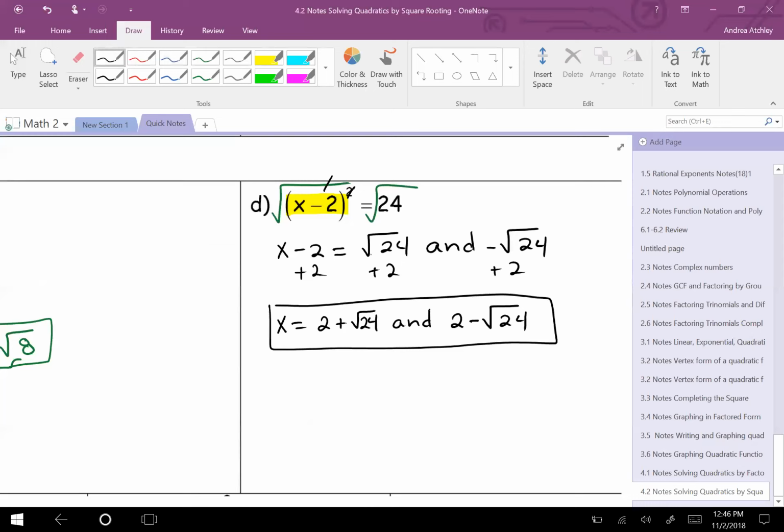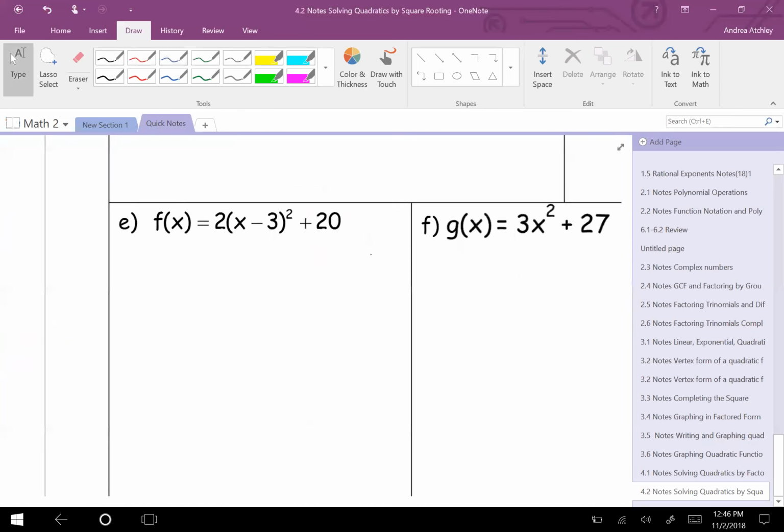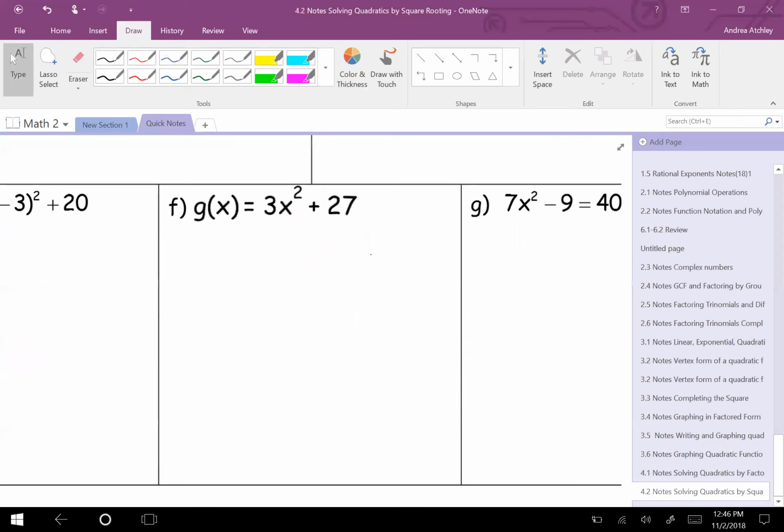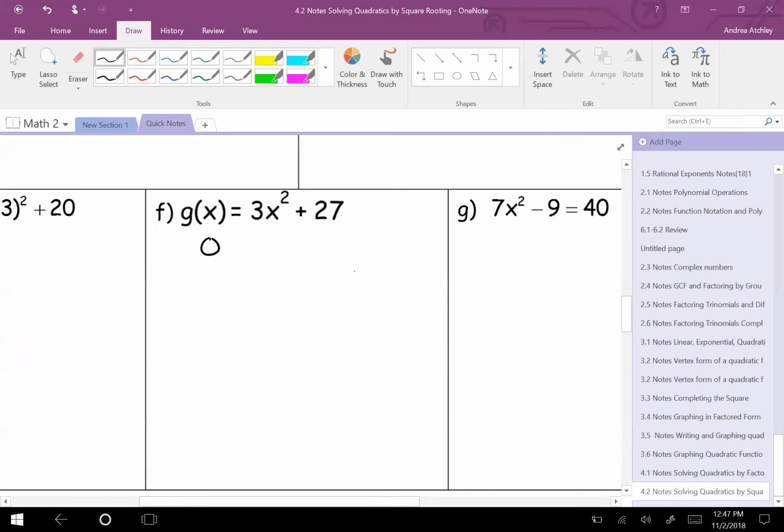Okay, we need to talk about one more thing. I'm going to do F with you guys right now. I plug in 0 for g of x, because again, we're looking for the x-intercepts. So I subtract 27 from both sides. That gives me negative 27 equals 3x squared.